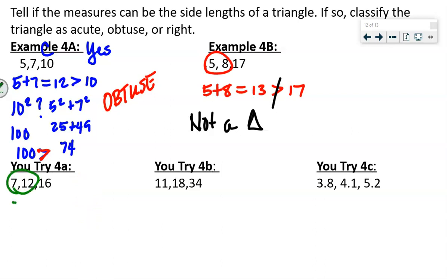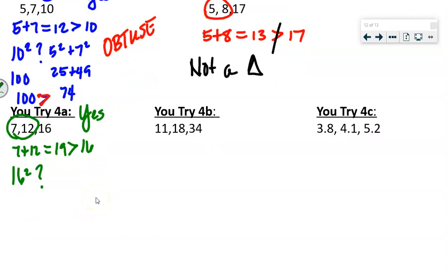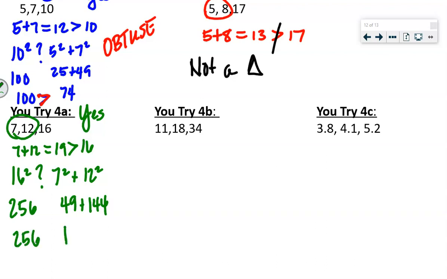So here we go again. We're going to add the 7 and the 12. 7 plus 12 is 19. Is 19 greater than 16? Yes. So we can form a triangle with them. Now we're going to take that 16 squared and ask how it relates to 7 squared plus 12 squared. So that's 256. This is 49 plus 144, which is 193. How does 256 relate to 193? It's greater. So if it's greater, again, what do we know? This is another obtuse triangle.